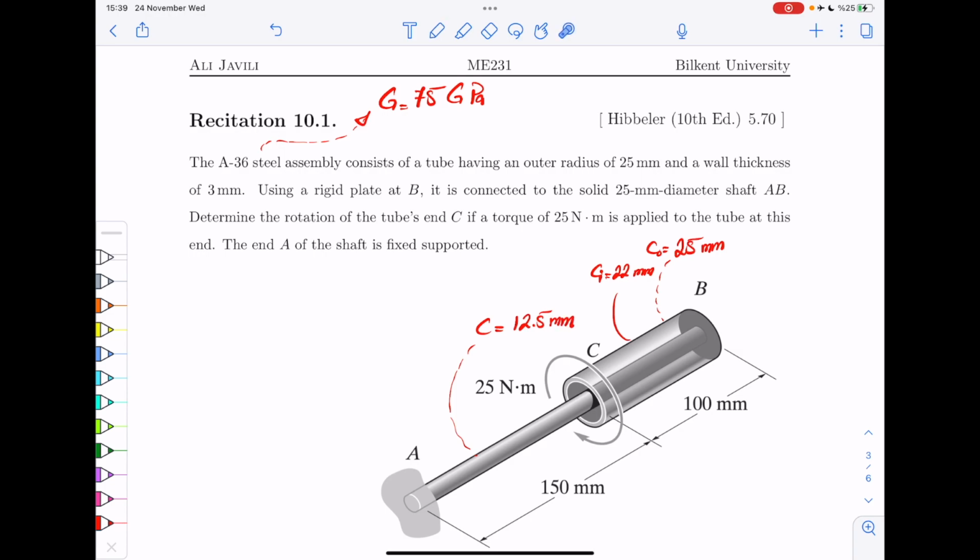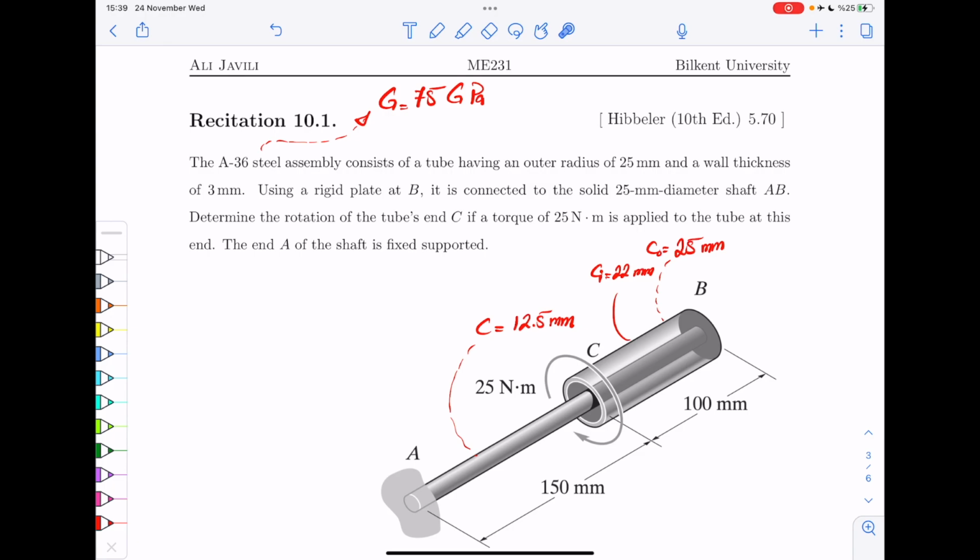Now, the loading is that we apply a torque here, as shown in the figure, at C, and you are asked to calculate the rotation of the tube's end C. We want to know what is the angle of twist at C, all right?